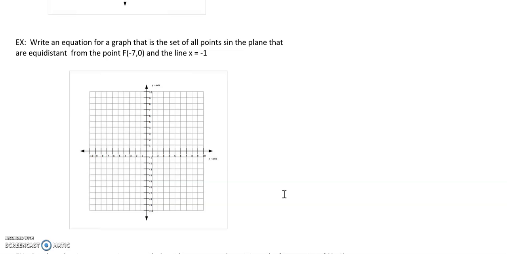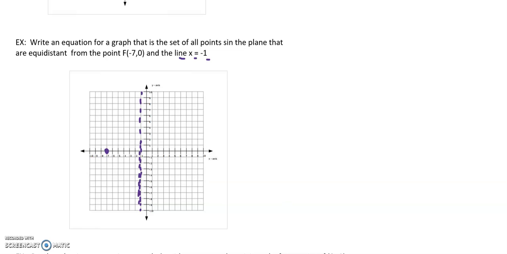Alright, the same type of information. We have a focus point at -7, 0. So -7, 0. And then we have a line at x is -1. So here's x is -1. That's not very straight, but okay.